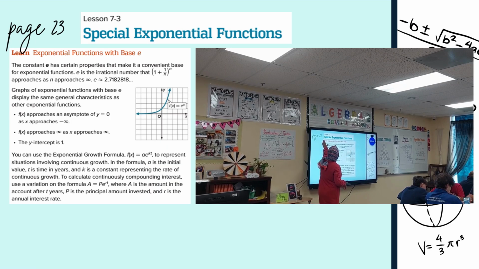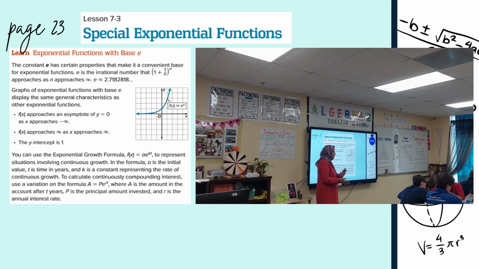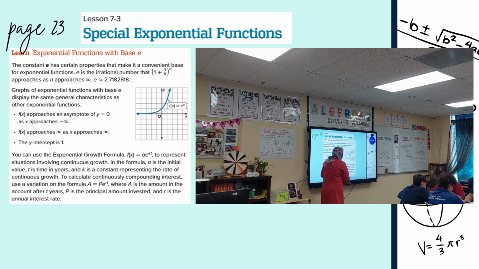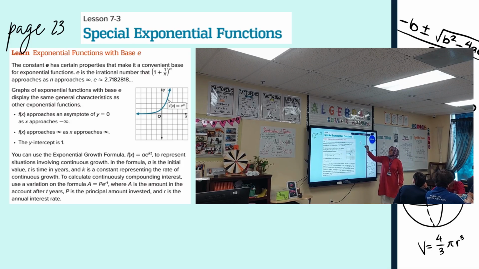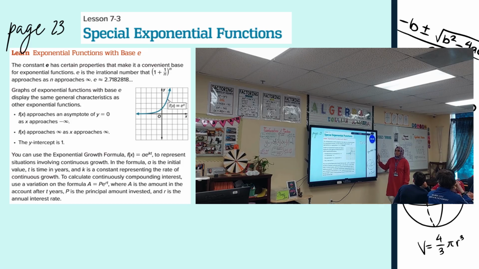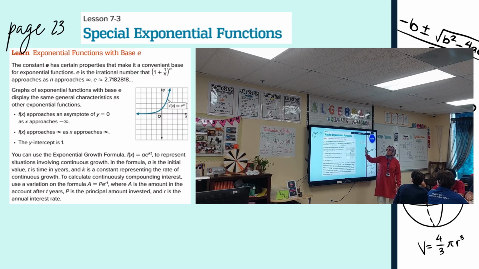Lesson 23, we are going to start this lesson, which is special exponential functions. But before that, do you remember this symbol? What is it? Do you know its approximate value? 3.14. Okay. So as you know, this is an irrational number. And also, guys, in this lesson, you are gonna learn one more irrational number, which is e.